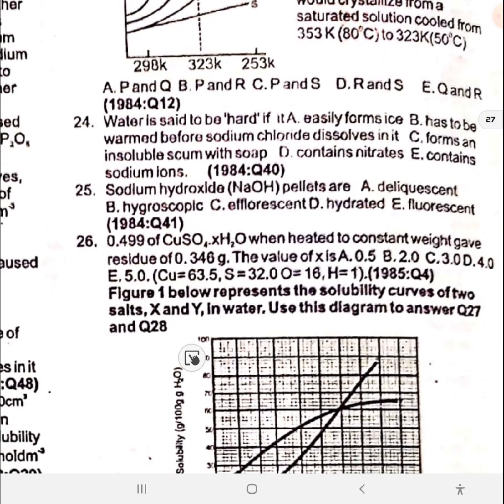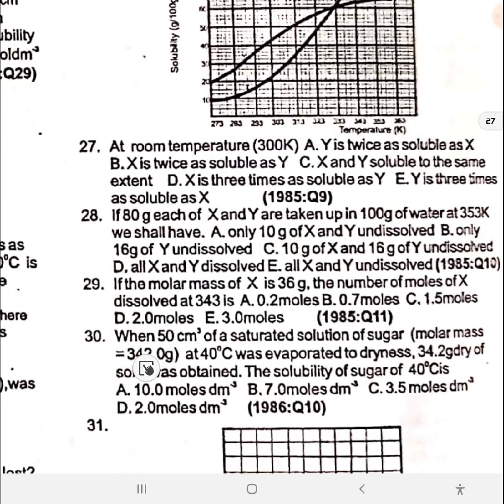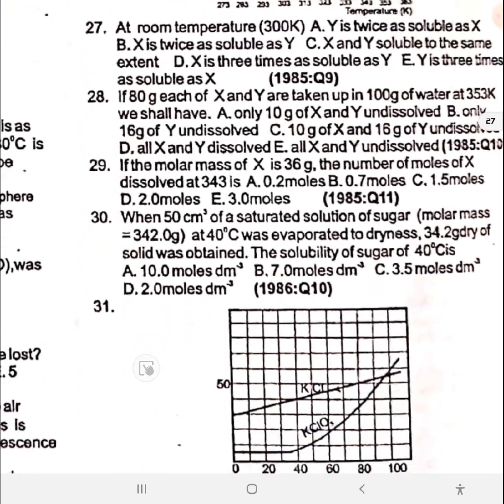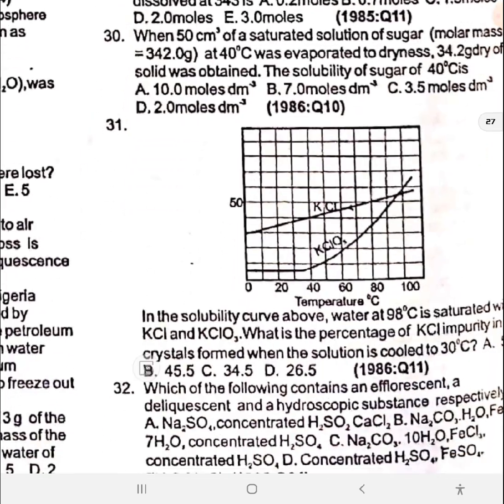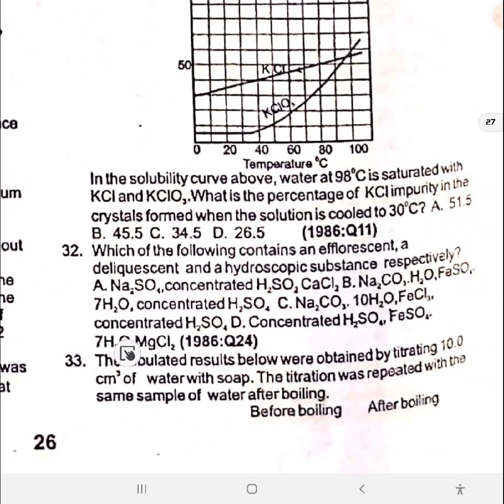Do not forget, 26 has to do with calculation. 27 demonstration, skip. 28 skip. 29, 30, 31, 32. Let's just do 32. Which of the following contains an efflorescent, a deliquescent, and hygroscopic substance respectively?